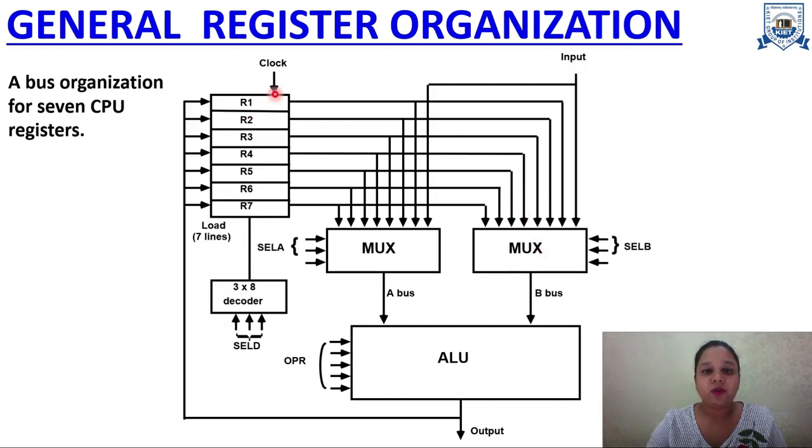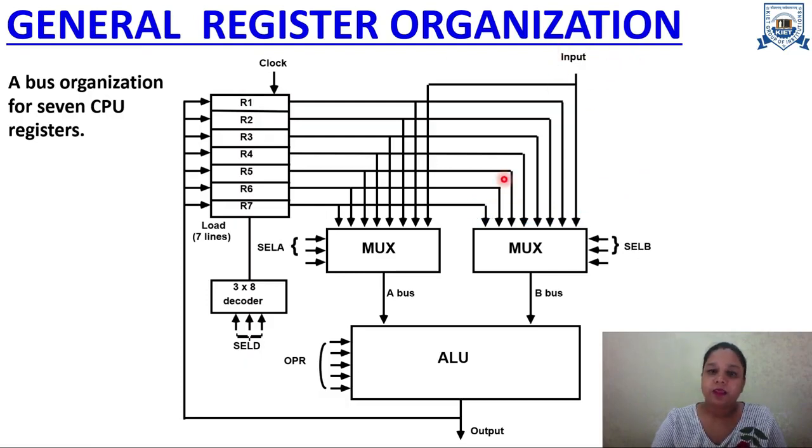Now first of all, we will see that there are 7 registers whose outputs are attached to a mux, that is multiplexer, and these 7 registers are attached to it as inputs. Now here you can see that there is one more input, and this is the 8th line. So 7 are the registers and 1 is the input line.